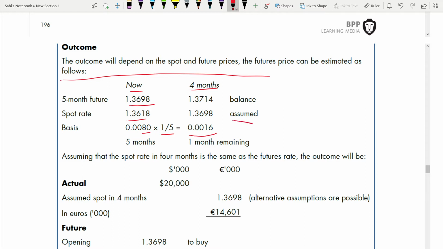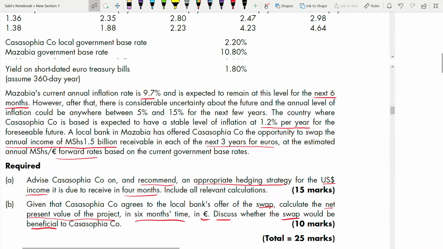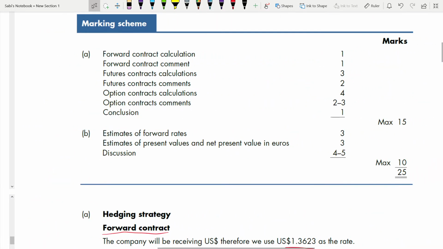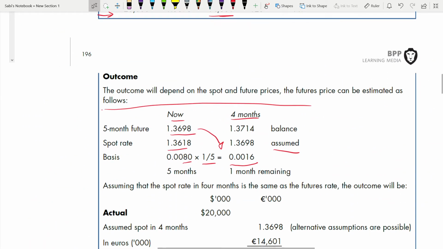The spot rate, they are saying it is assumed 1.3698. This is exactly the same rate they have taken here. So the 5-month future, right here, they didn't tell you any spot rate, right? They haven't told you that at this date, this is the spot rate. So we are assuming that the opening future price is the spot rate in 4 months' time. This 5-month future for now, we are taking as the spot rate in 4 months, because they haven't given any spot rate after 4 months. If they had clearly mentioned the spot rate after 4 months, through that we could calculate the future.